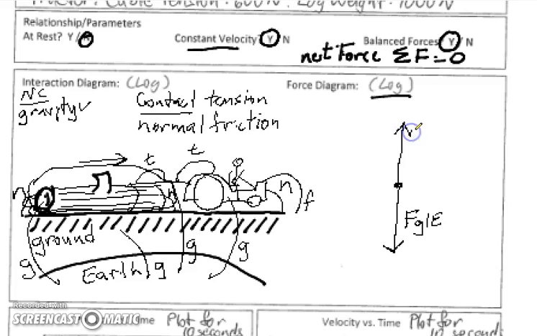So I have a normal force on the log from the ground. These will be of equal length. Coming around over here, I see I have a tension force. That's going to be pulling to the right.